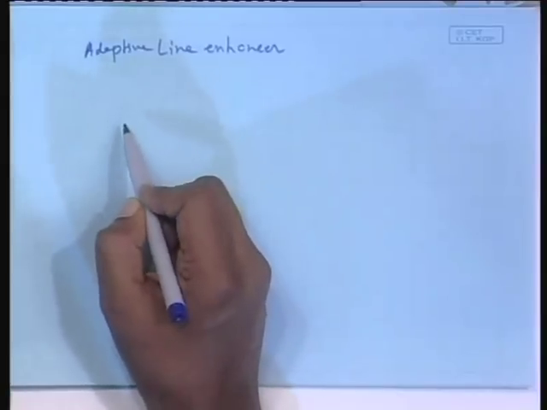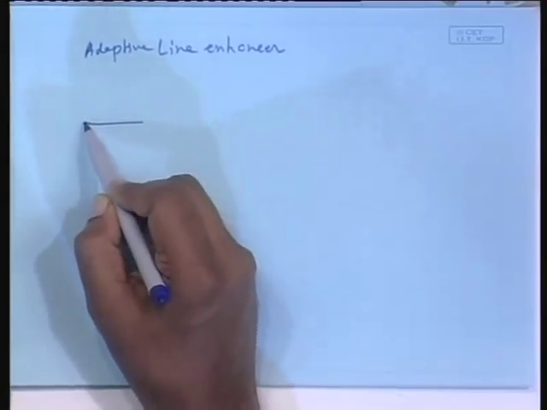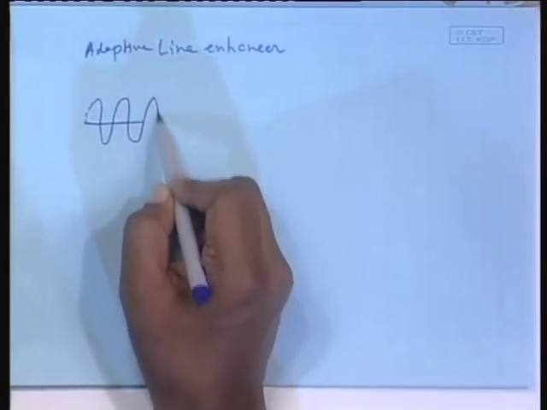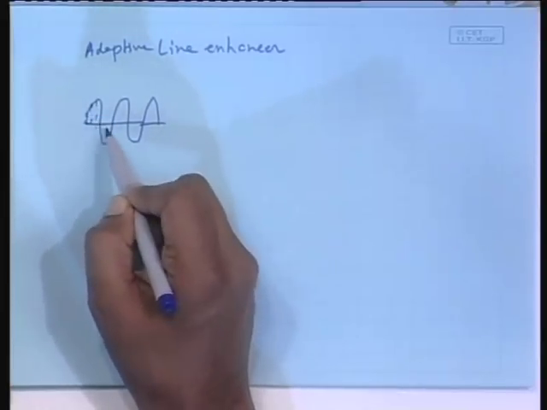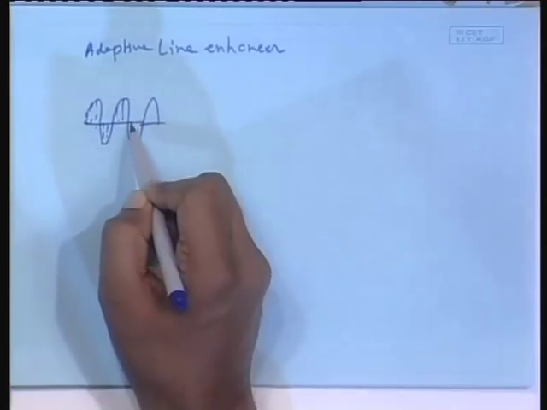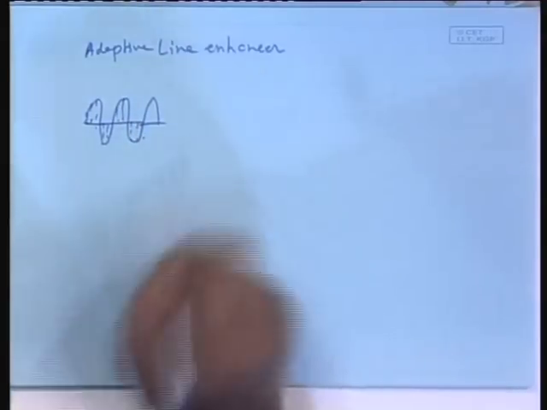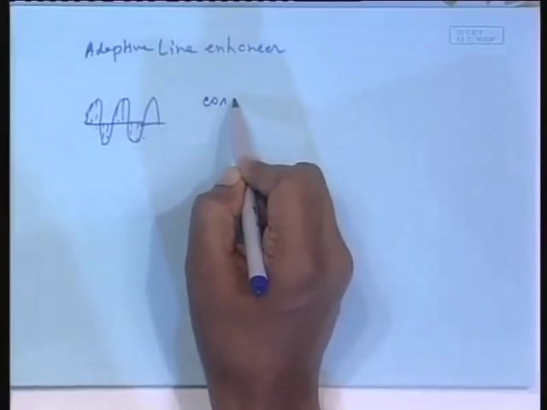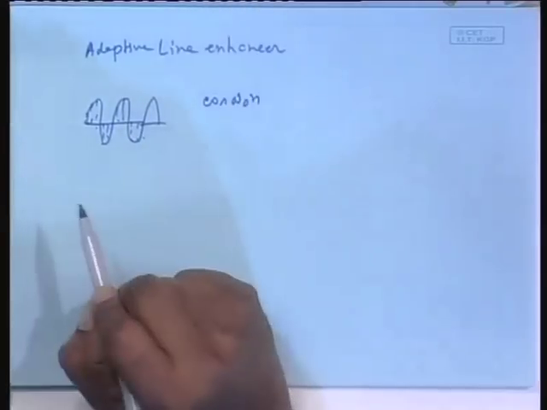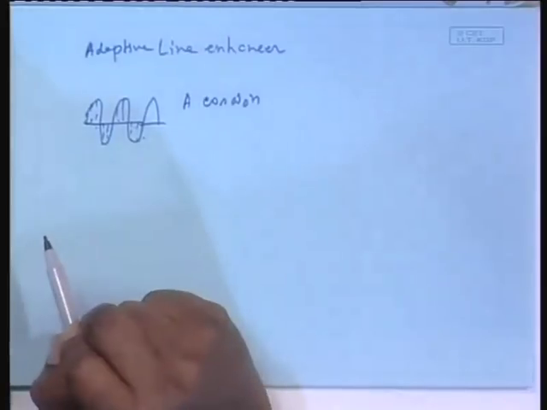What we do here, suppose you have a sine wave, it is analog, but we will be sampling it and discretizing it that way. Suppose a waveform is given and you take its samples, so it becomes something like cosine omega naught n, A times cosine omega naught n.